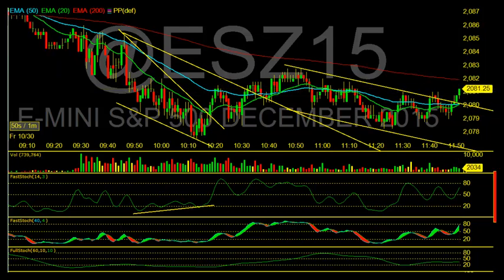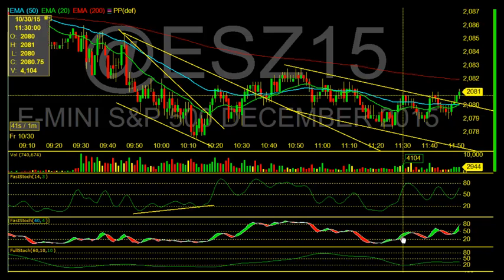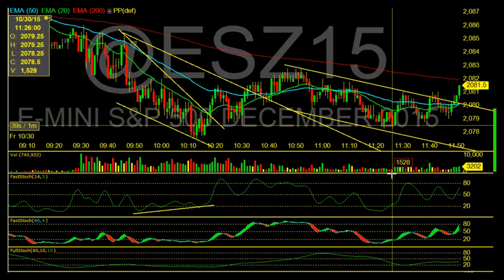Retail continues to push higher. Bed Bath & Beyond here, 59 and change, continues to push higher. Kohl's here at the highs, PayPal at the highs, everything looking very nice right now. And here's our little pop.